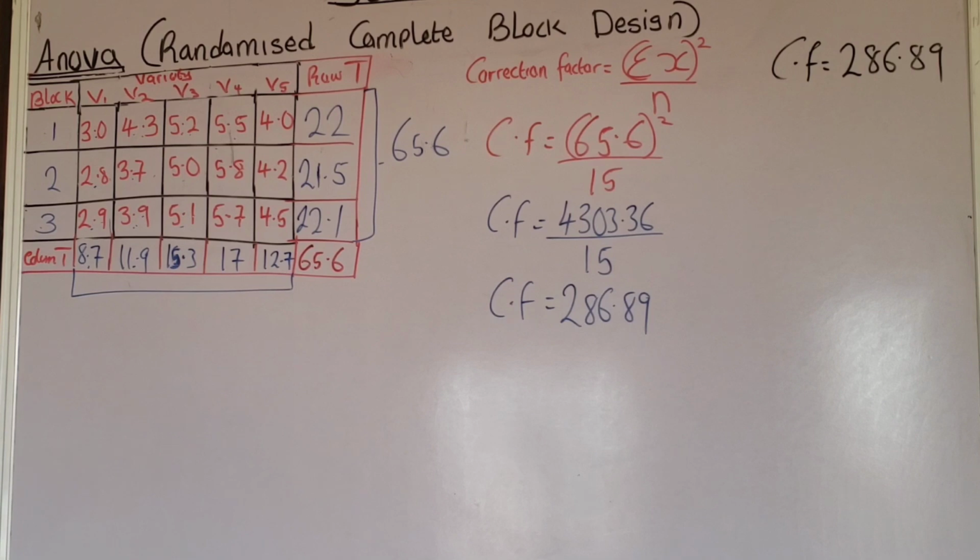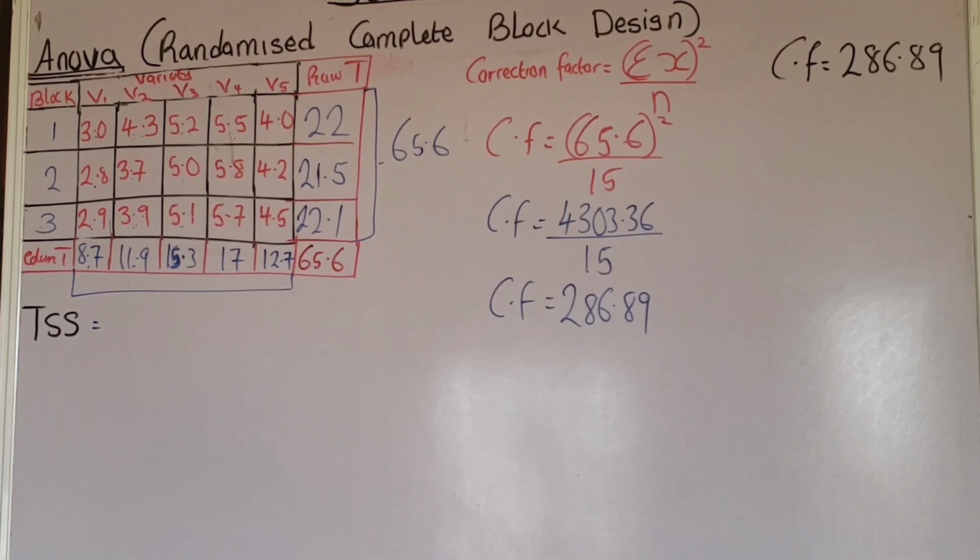Now, the total sum of squared, I'm going to represent it as TSS. In some questions, they might not put it as total sum of squared. You might find it as sum of squared total, SST. It is also the same thing. You are still going to use the same approach, the same steps to calculate it. So, the total sum of squared is equal to the sum of the squares of all our data minus the correction factor.